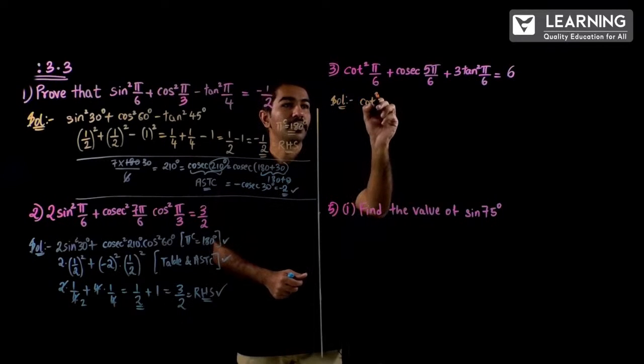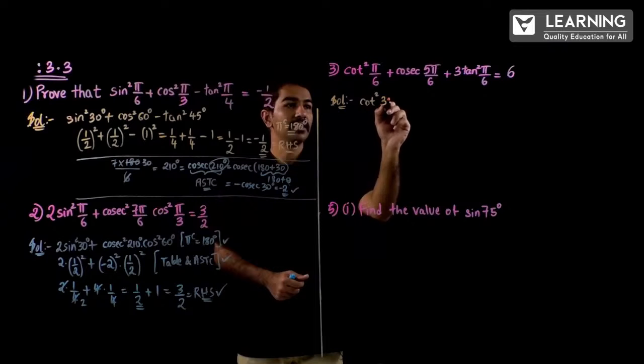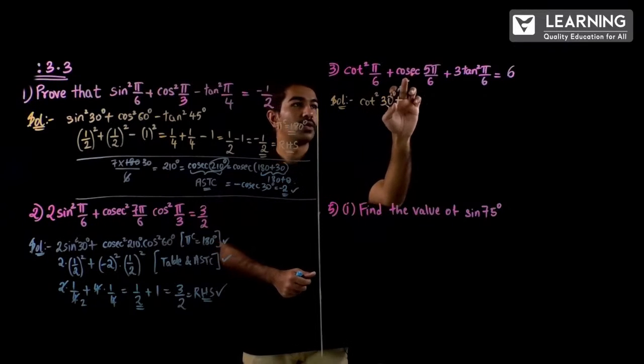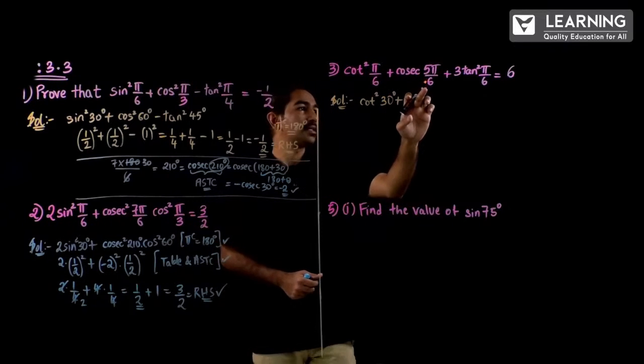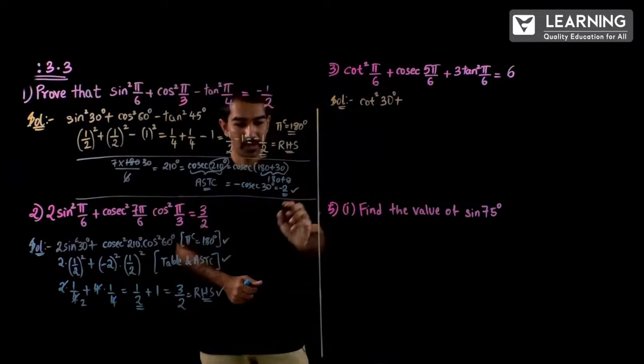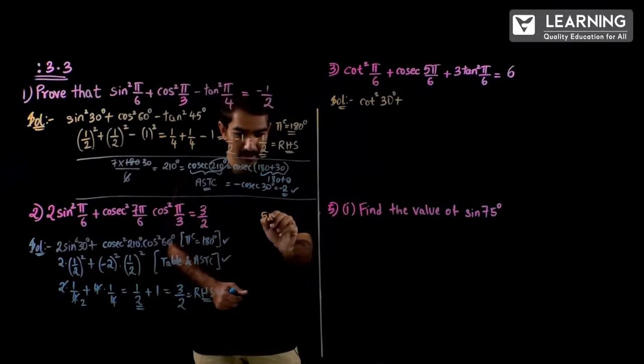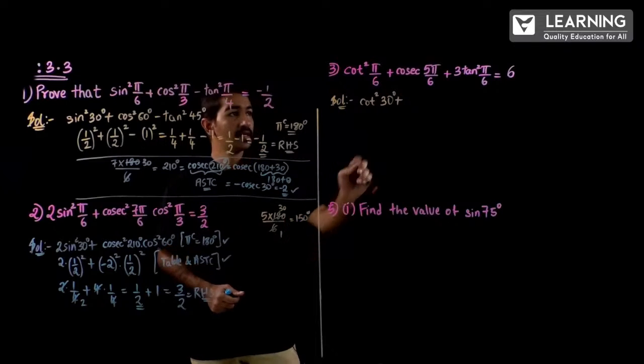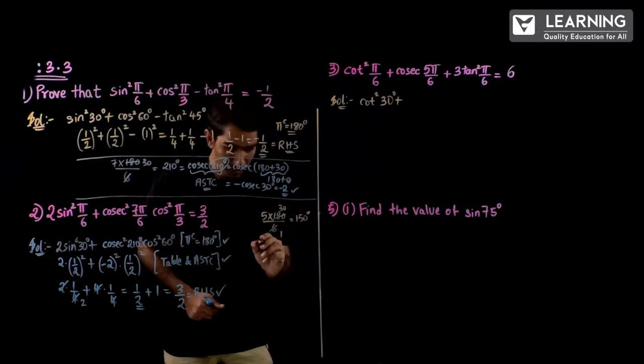So this will become cot square 180 by 60, which is 30 degrees, plus cosecant 5 pi by 6. Cosecant 5 pi by 6, we will do it here, students. 5 into 180 divided by 6. 6 1s are 6, 30s are 30, which is equal to 150 degrees. So cosecant 150 degrees we have to find out.